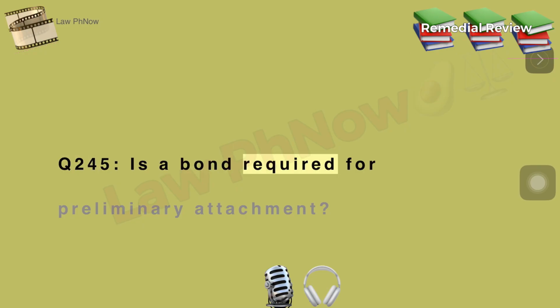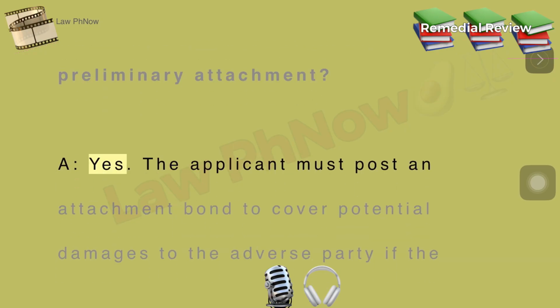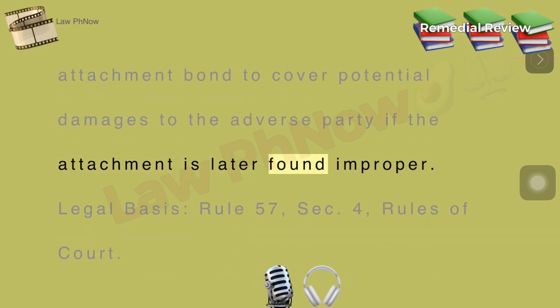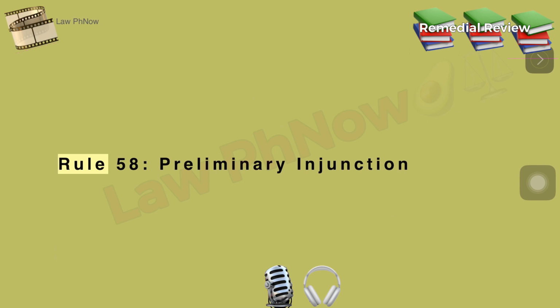Q245. Is a bond required for preliminary attachment? A. Yes. The applicant must post an attachment bond to cover potential damages to the adverse party if the attachment is later found improper. Legal basis, Rule 57, Section 4, Rules of Court. Rule 58, Preliminary Injunction.